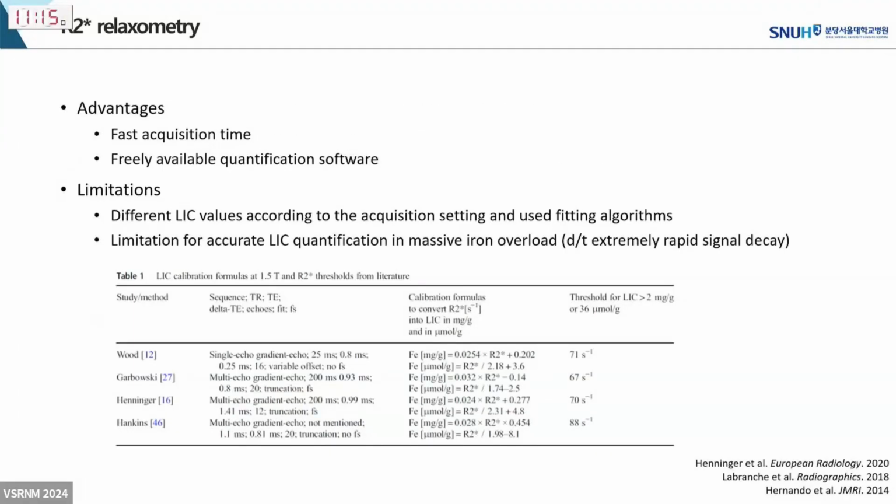It has advantages such as fast execution time, and unlike FerriScan, there are several freely available quantification softwares, but it has major drawbacks. Estimated liver iron concentration values differ according to the execution setting and fitting algorithms, and it leads to inaccurate quantification in massive iron overload due to difficulty in capturing extremely rapid signal decay.